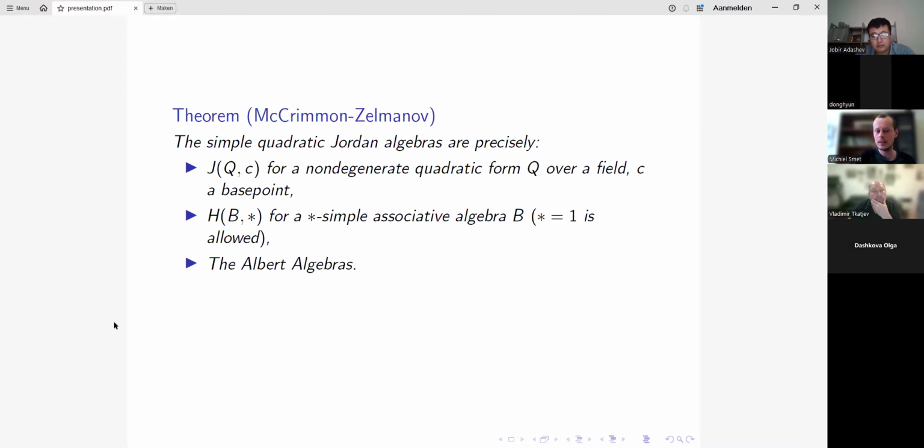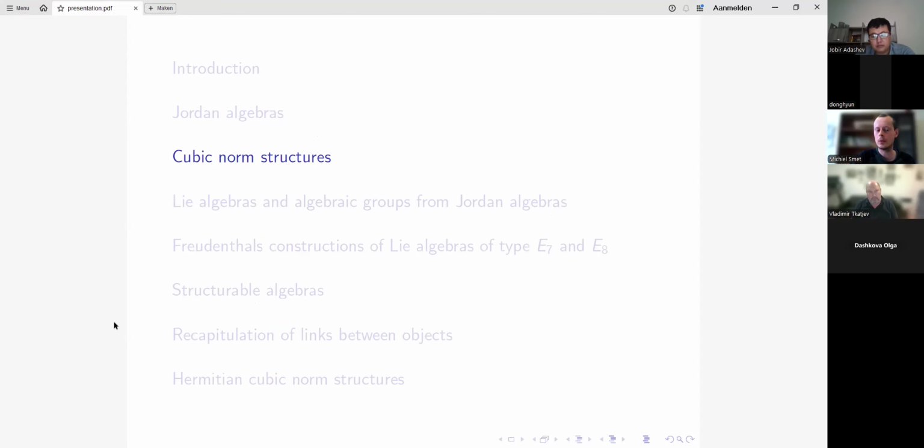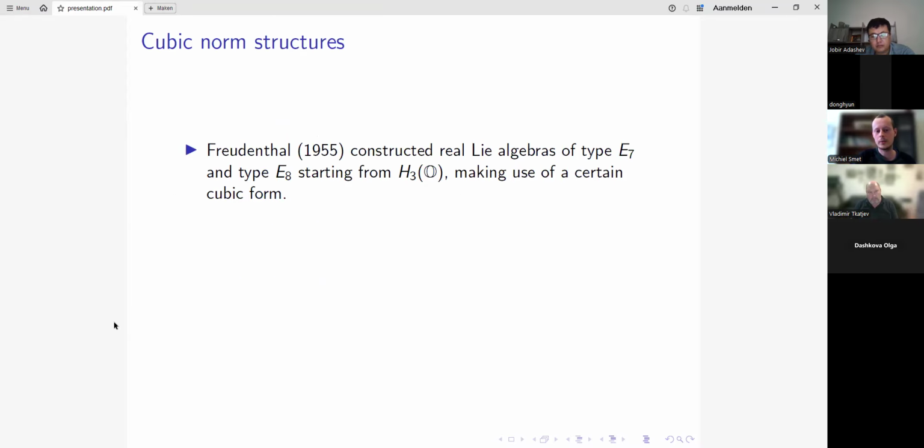Okay. Now I will come back to the classification to illustrate that this really is the proper way of defining these algebras over arbitrary rings. Namely, we have the same classification as for linear Jordan algebras. For the rest of the talk, we will be mostly interested in degree 3 Jordan algebras, and even there we will be focusing on a specific subclass of degree 3 Jordan algebras. In order to introduce these algebras, I will first define cubic norm structures, and then I can define these Jordan algebras. So where do these come from?